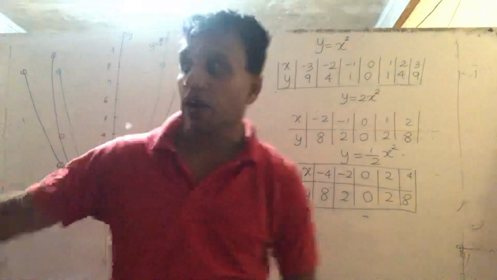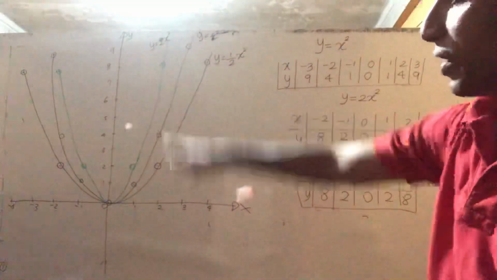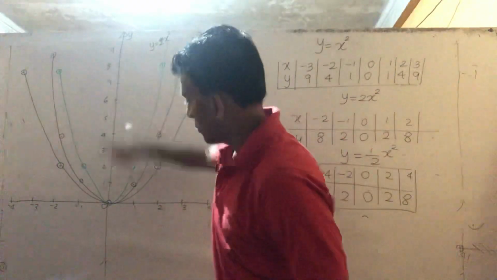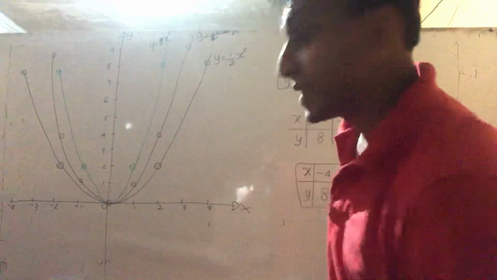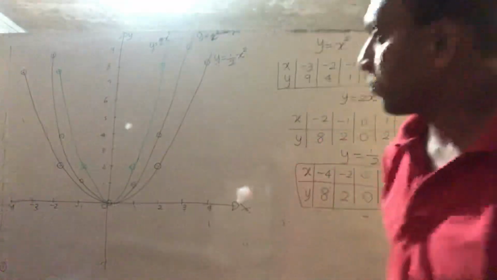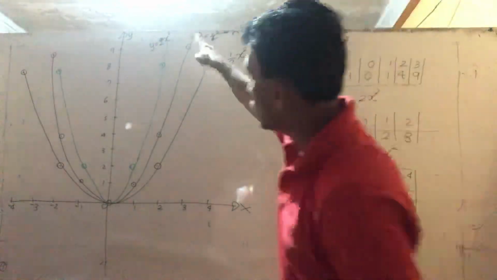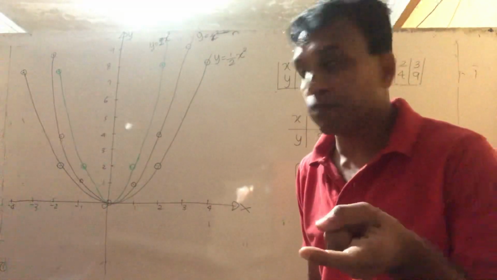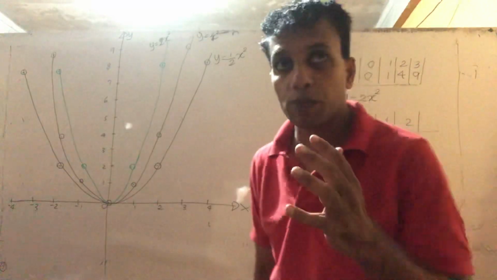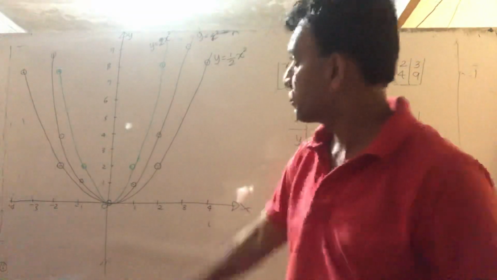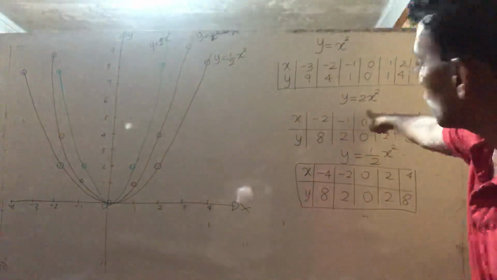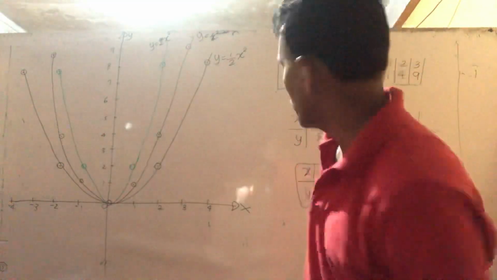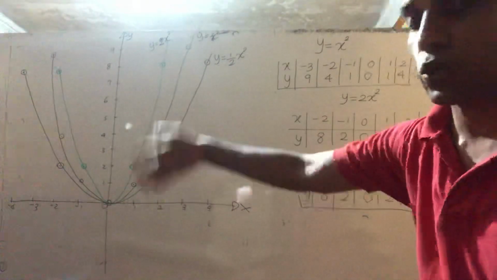Now I prepared the graph. All these three graphs I drew, and you can mark the plot properly. I have shown up to 9, from 0 to 9, and on the x-axis minus 4 to plus 4. Very first I drew y equals x square, the second time we are drawing it. In the previous video number 3 I showed the sketch of that. Next I drew y equals 2x square in green color, and finally y equals half x square.